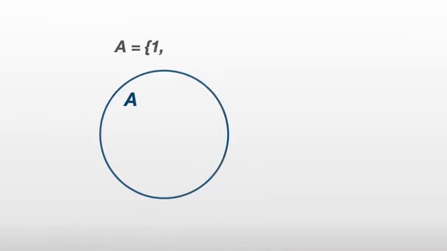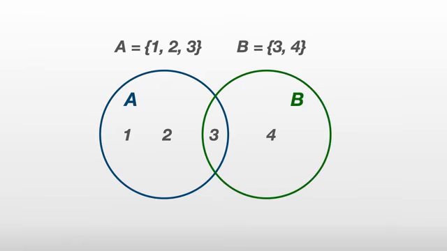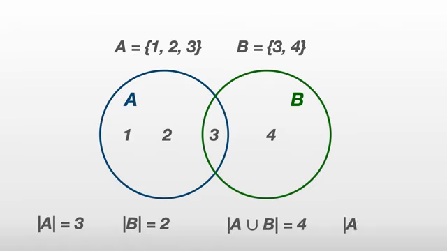Let's look at the cardinality of the union and intersection of 2 sets because there's a useful identity. Let A be the set containing 1, 2 and 3, and B be the set containing 3 and 4. We can see that A contains 3 elements and B contains 2 elements, and the union of A and B would contain 1, 2, 3 and 4, and so has a cardinality of 4. The intersection of A and B contains only 3, and so has a cardinality of 1.